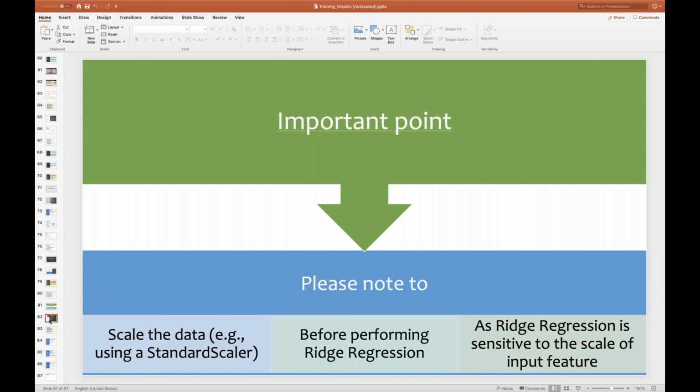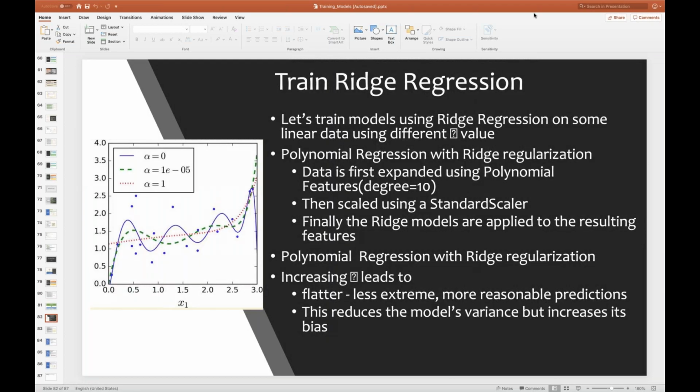Now go to 82. How do you train ridge regression? You talked about the theory part. Now you also need the practical part. Let's train models using ridge regression on some linear data using different values. Polynomial regression with ridge regularization: the data is first expanded using polynomial features, degree equal to 10. Look at the diagram on the left side.